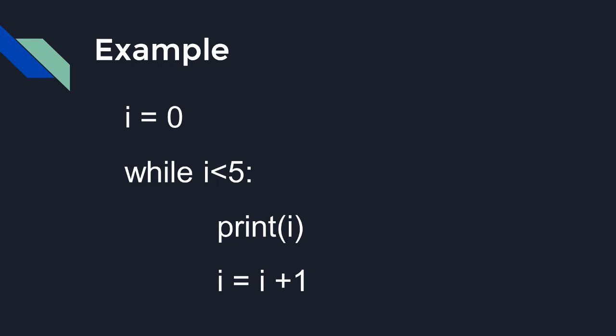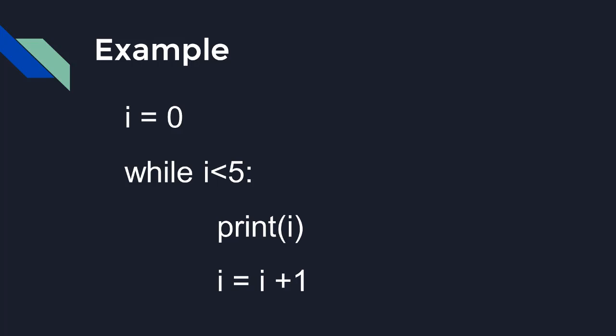So let us see what's actually happening in this code. So i is 0, then it checks, is i lesser than 5? Well, it is, because 0 is lesser than 5. So it prints 0, which is the value of i right now. And then it becomes 1, because i = i + 1. So i gets increased by 1. And then this keeps happening until i reaches 4.